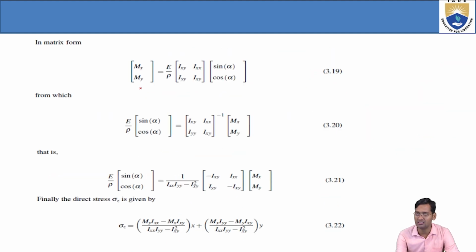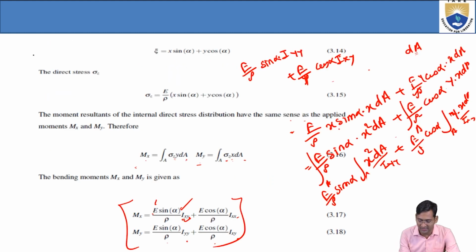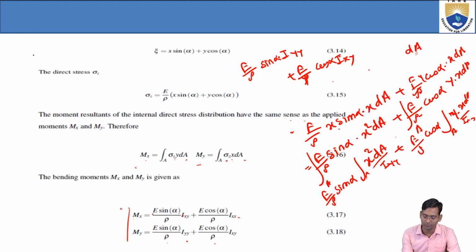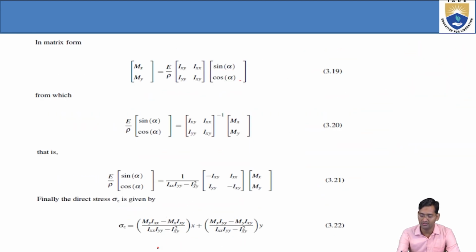So mx, my is what we have to find. E by rho is constant. In the first equation it is Ixy, Ixx, and in the second, Iyy, Ixx, and then sin alpha, cos alpha. So the same two equations can be written in the matrix form as this one.